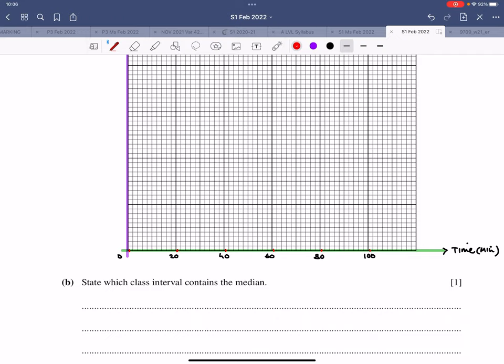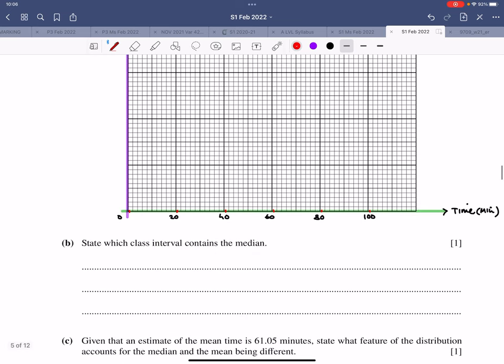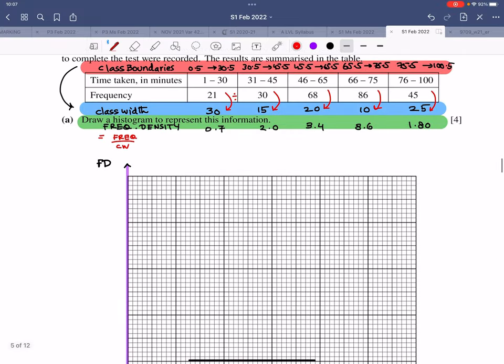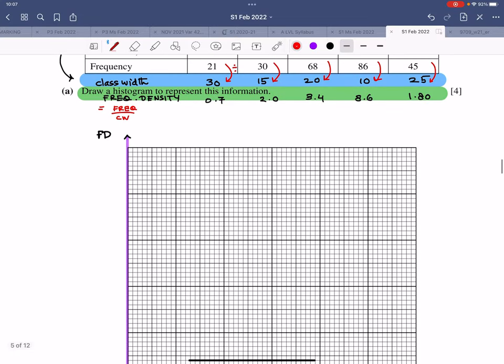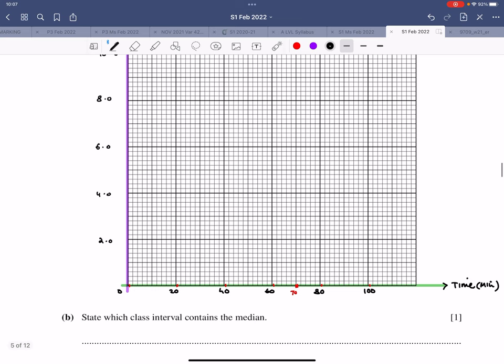And the first bar, yeah, let me draw the last bar. That is from 75.5 to 100.5. So that is 75.5, so this is 70, and somewhere here is 75.5 till 100.5 and it has a height of 1.80. Now let me label the height. It's going all the way till 8.6. So this is 2.0, this is 4.0, this is 6.0, this is 8.0, this is 10.0.